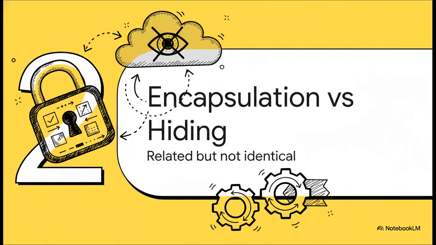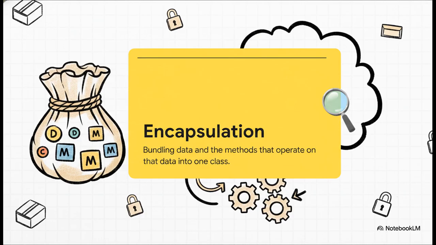Moving right along to Section 2, encapsulation versus information hiding. These are our two hero concepts today. They're definitely related, but they are absolutely not the same thing. First up, let's define encapsulation. Basically, this means bundling data, which we usually call attributes, along with the methods that operate on that data, straight into one single class. It's the overall design idea of combining state and behavior.